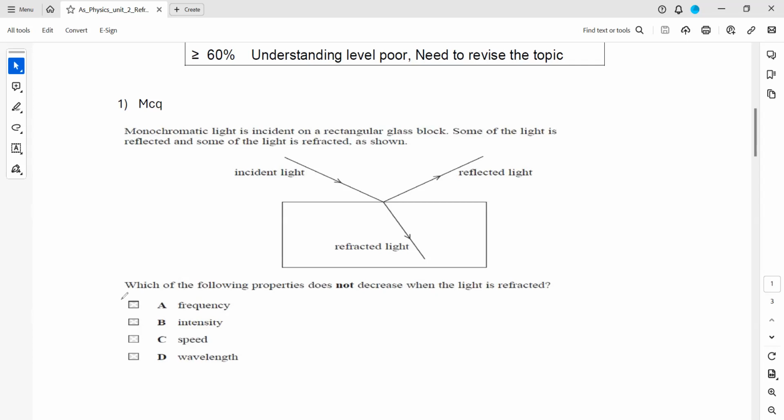The intensity, the amount of light, because of partial reflection and refraction, so the amount of light, or the intensity of the light, will change. The speed will change as it was moving from air to glass. The speed will decrease and the wavelength will decrease, but the ratio between speed and wavelength does not change. That's why the frequency remains constant.